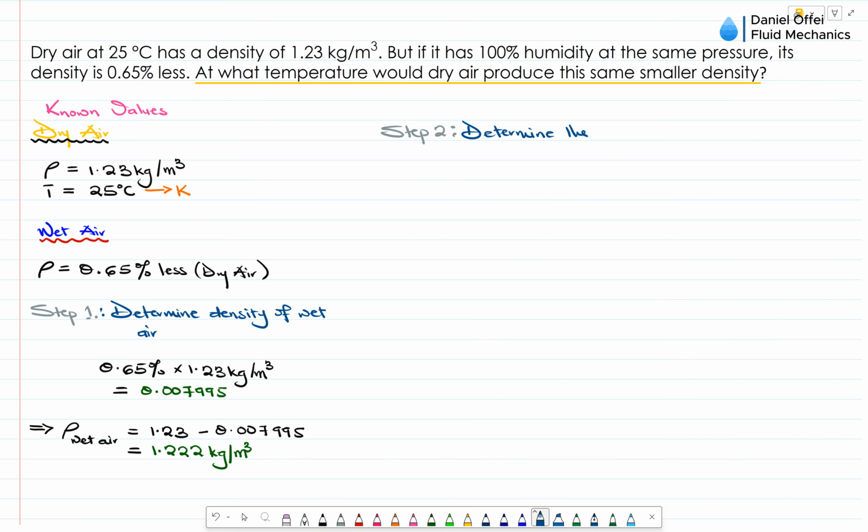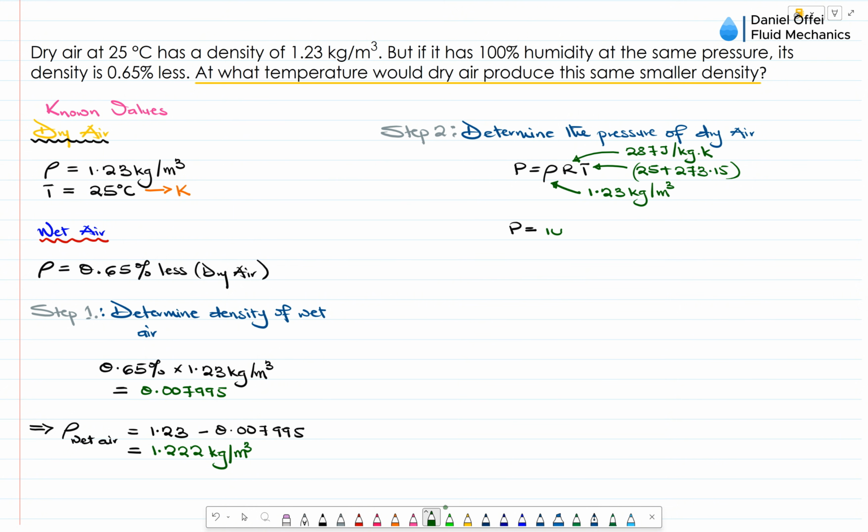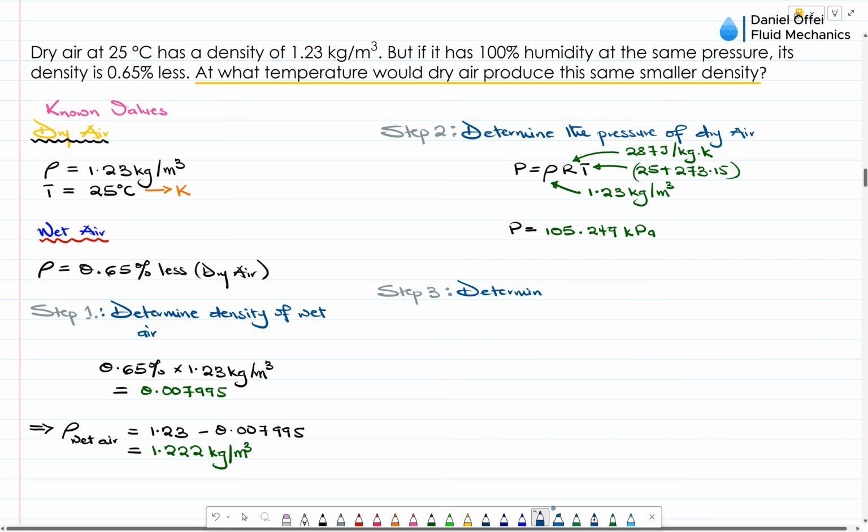Then the next step is to determine the pressure of dry air. Now, once we know this pressure, we can now determine the temperature of air that will produce that same pressure at the density, which is 1.222 kilograms per meter cubed.